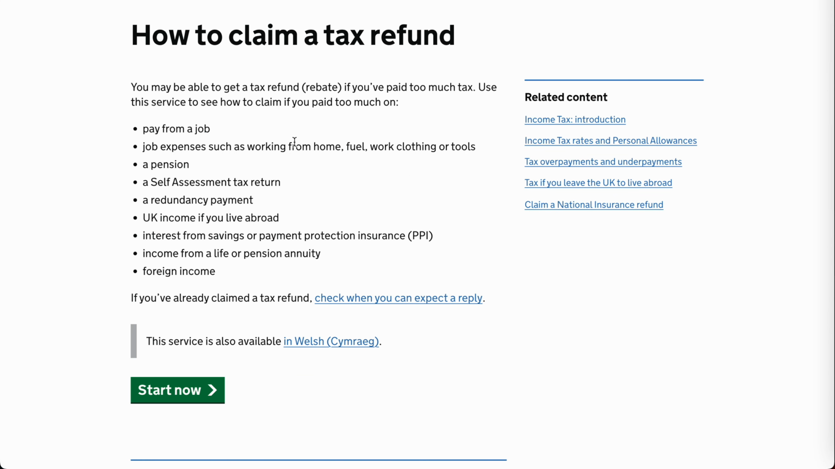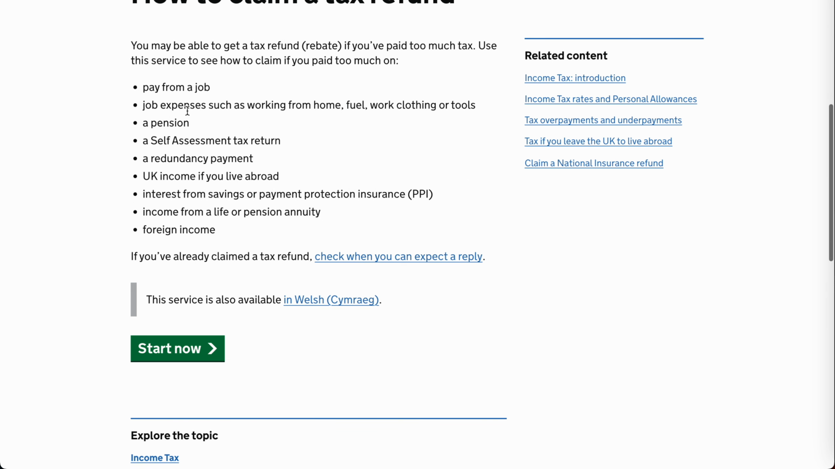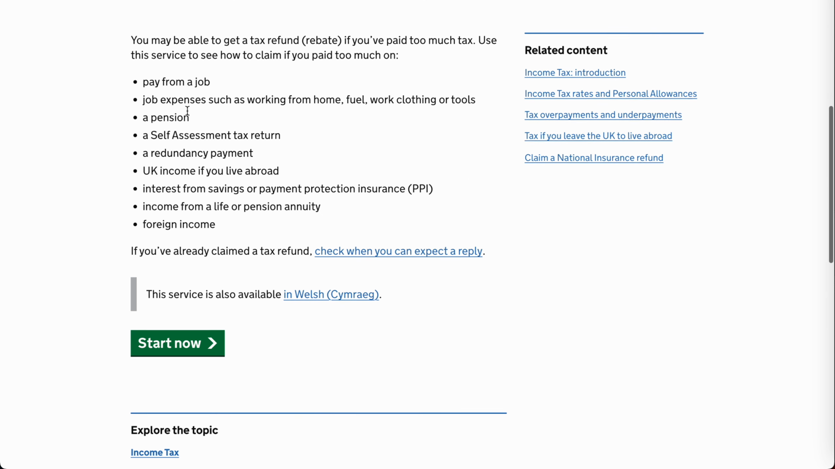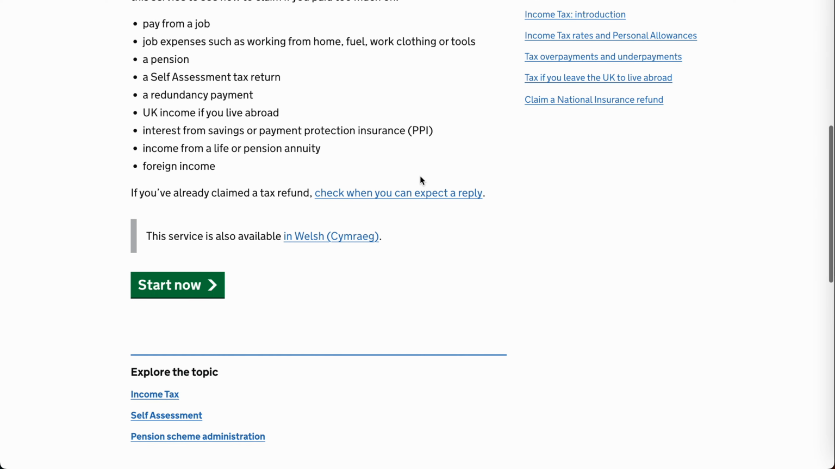A rebate is essentially when the government gives you back tax that you overpaid. So, for example, pay from a job, expenses, working from home, fuel, work clothing or tools, a pension, a self-assessment tax return, for example if you overpaid, a redundancy payment, UK income if you live abroad, interest from savings, or payment protection insurance (PPI), income from a family or pension annuity, or foreign income. And if you already claimed a tax refund, we can click here to see your reply.